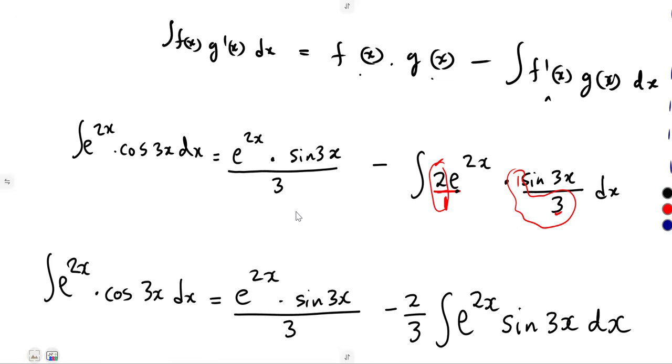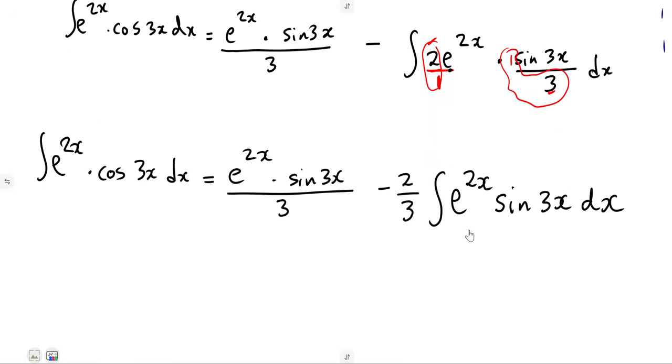We must integrate that. So now it comes to a condition where we need to integrate, but what we are to integrate is a product of two different terms, an exponential and a trigonometric. So we must apply integration by parts again.